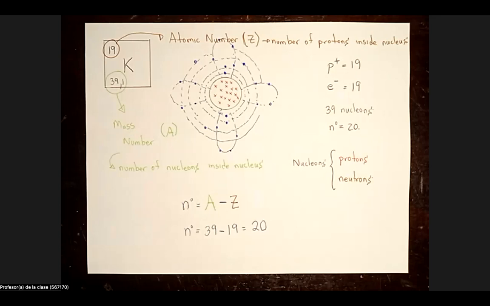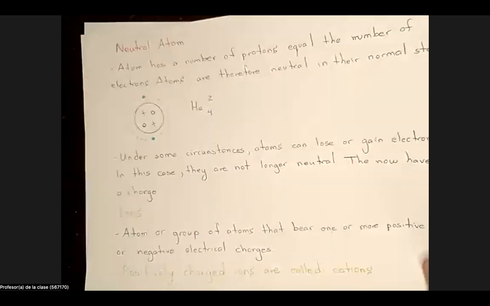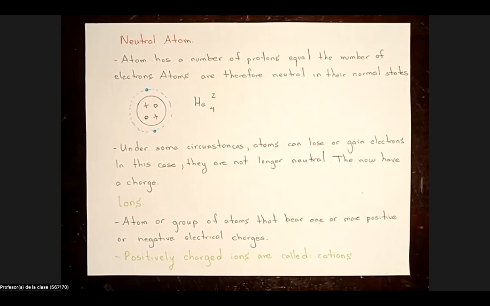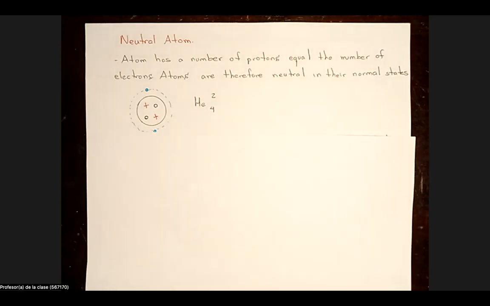So what happened? That is a neutral atom. A neutral atom is an atom that has the number of protons equal to the number of electrons. Atoms are therefore neutral in their normal states.